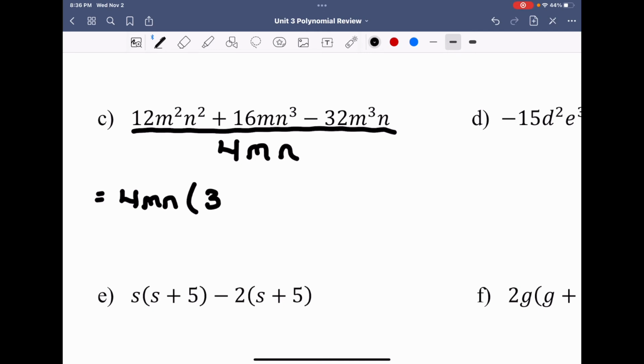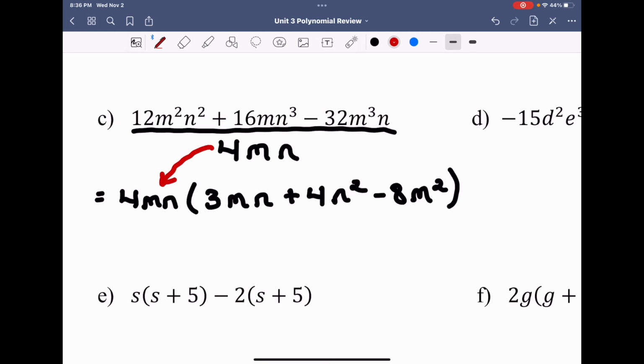12 divided by 4 is 3. M squared over m leaves me with m to the 1 by quotient rule. N squared over n gives me n by quotient rule. 16 over 4 is plus 4. M over m is m to the 0, or just 1. N cubed over n to the 1 leaves me with n squared. Negative 32 over 4 is negative 8. M cubed over m to the 1 is m squared. And finally, n over n is just n to the 0, or 1. So there's our GCF on the outside and our remaining values on the inside brackets.